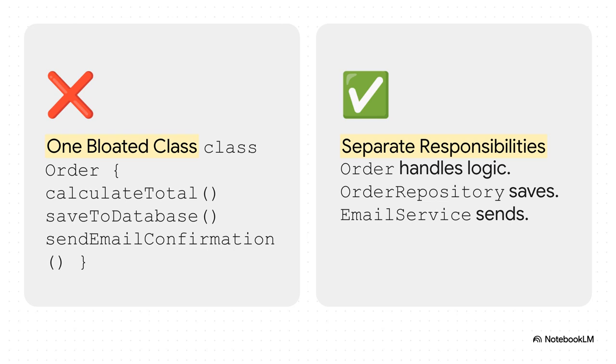And here is a perfect example. On the left, you've got this one bloated order class just trying to do everything. If you need to change how the database works, or how emails are formatted, or even the calculation logic, you risk breaking the whole thing. But now look at the solution on the right. So much cleaner. The order class just handles order logic. The order repository just saves stuff, and the email service just sends emails. Each piece has one job, which makes it super simple to change and so much easier to test.